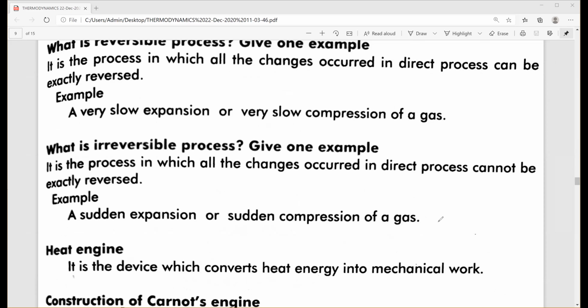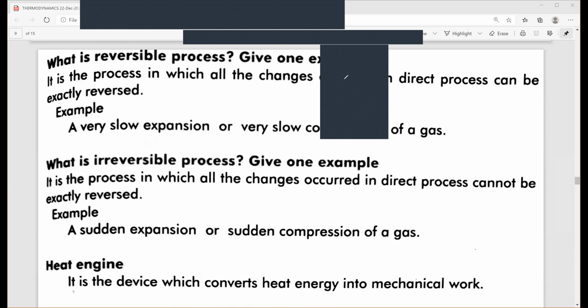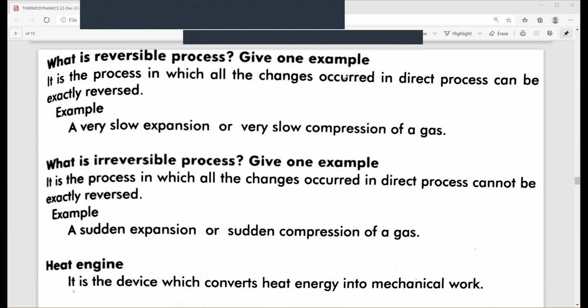So here, the meaning of reversible process, and an example for reversible process, and next we shall discuss the meaning of irreversible process and an example for irreversible process, and next we shall discuss what is the meaning of heat engine.